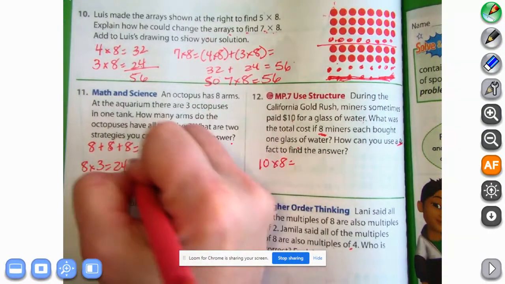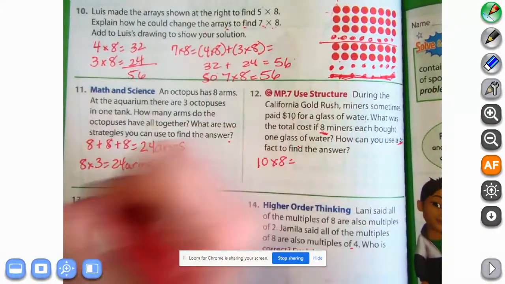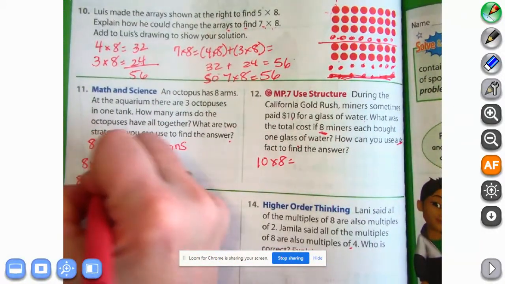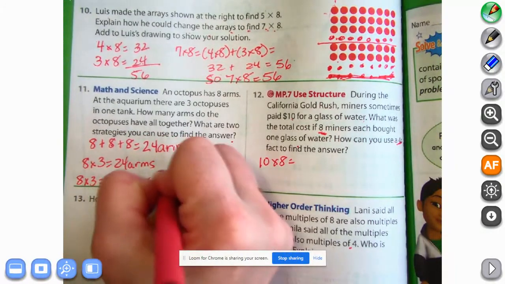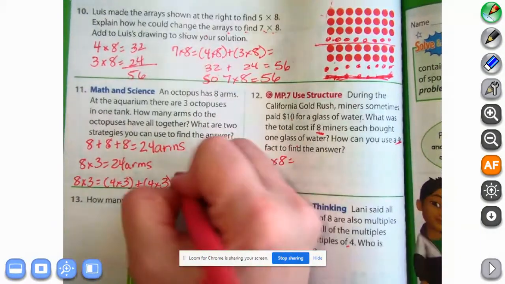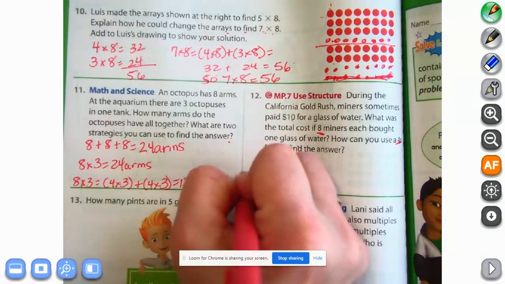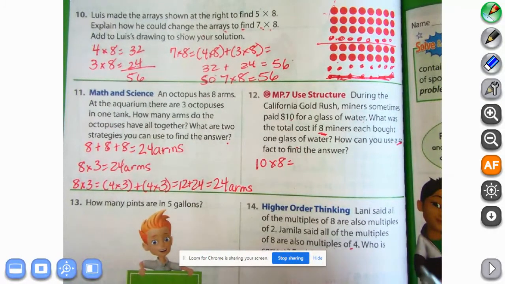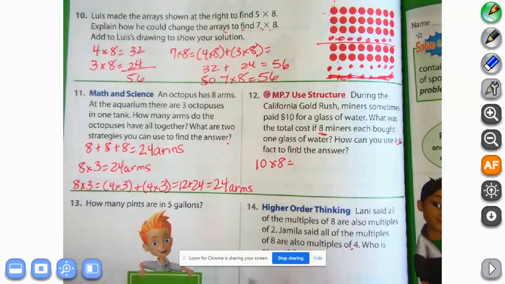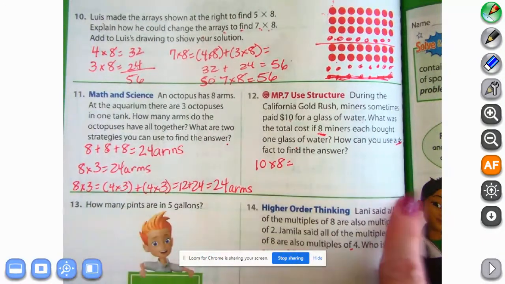24 arms. And I'm going to show you a third way because you may have done another way. Another way would be 8 times 3 equals 4 times 3 plus 4 times 3, because we broke that 8 up, which is 12 plus 12 equals 24. All right, get that written down if you don't have that finished. Go ahead and press pause because we're going to move on to number 12. So if you're not finished with 11 or 10, push pause now so you can get those written down.